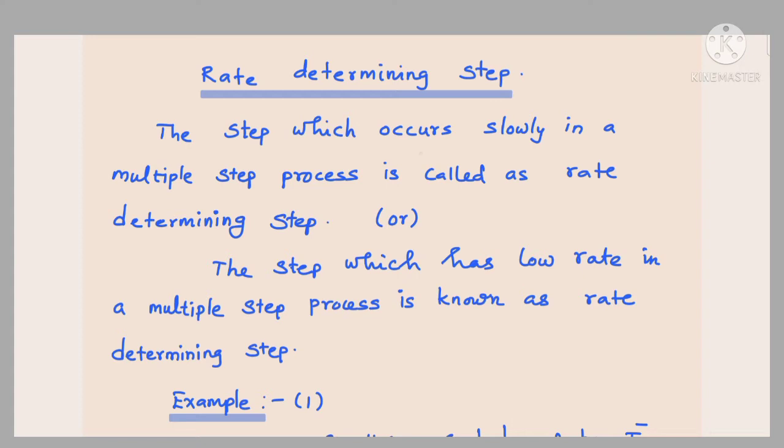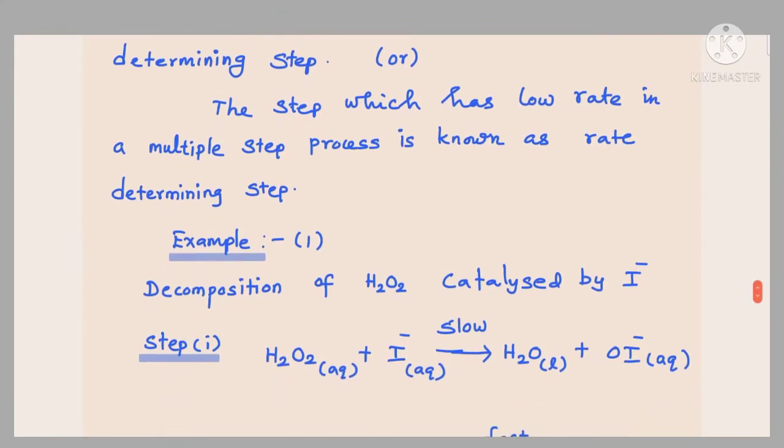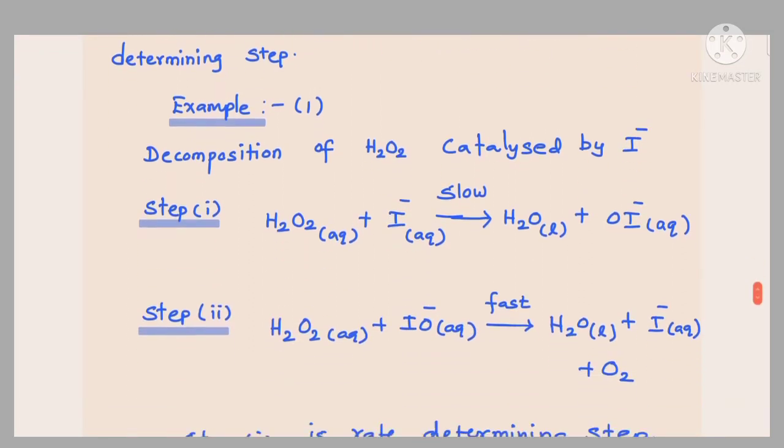The step which occurs slowly in a multiple step process is what we call the rate determining step, or otherwise that can be defined in another way as the step which has low rate. The one which is going slowly has less rate or low rate, isn't it? The step which has low rate in a multiple step process is what we call the rate determining step. Okay, so let us understand the rate determining step with some examples.